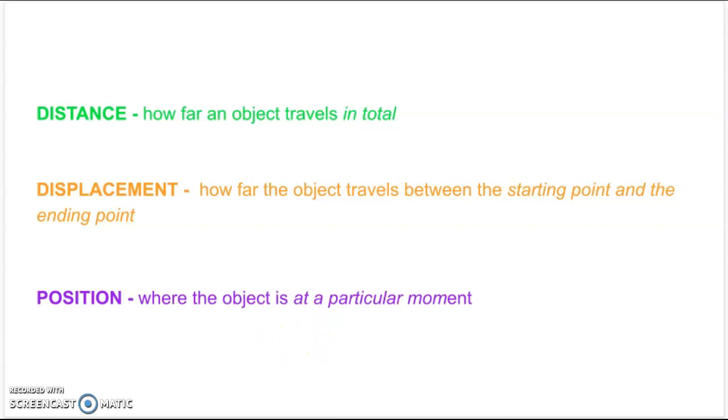Finally, position is where the object is at a particular moment. So for example, at 2 seconds, where is the car? At 2 minutes, where is the car?